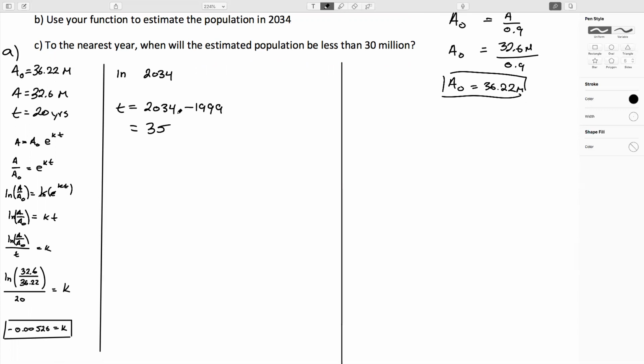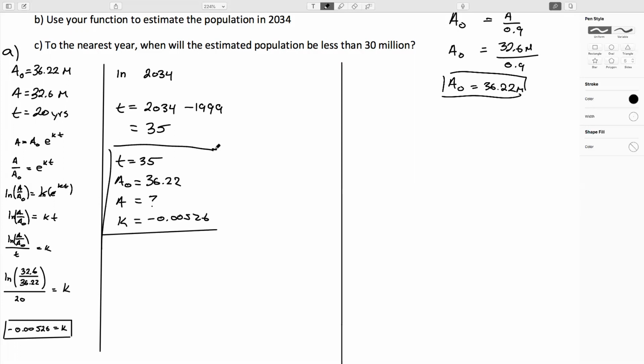So let's list out our variables here. We know that t is 35. A naught is going to be 36.22. And A is unknown. We don't know what the population is going to be. But we do know our growth factor, k, is negative 0.00526. So we can plunk these variables into our formula and we can estimate the population at a given time.